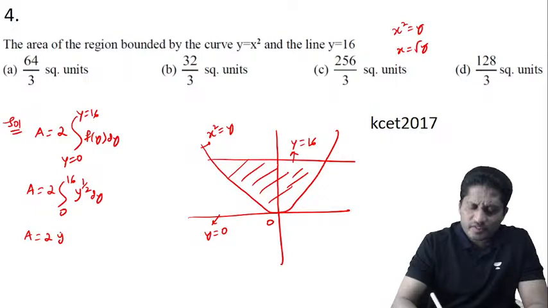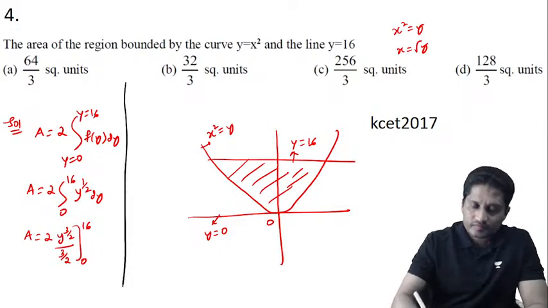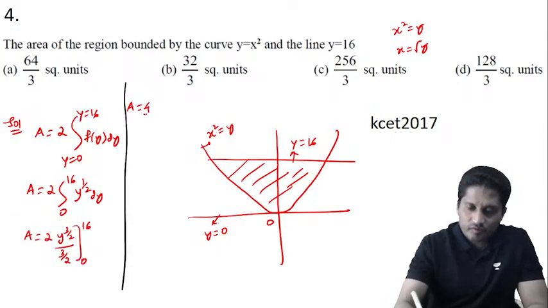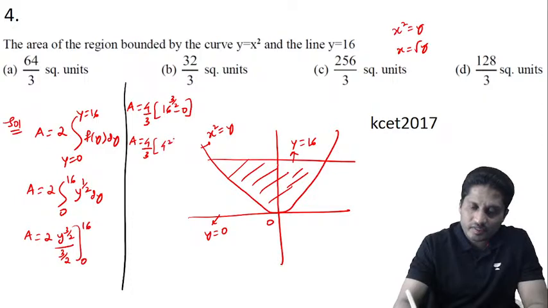Integration of y power half is y to the power of 3 by 2, right, and then divided by 3 by 2, between the limits 0 to 16. Now area is equal to 4 by 3. Upper limit is 16 to the power of 3 by 2 and lower limit is 0. Area is equal to 4 by 3, this is 4 square to the power of 3 by 2.